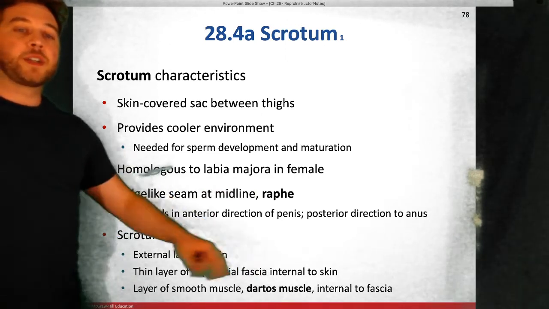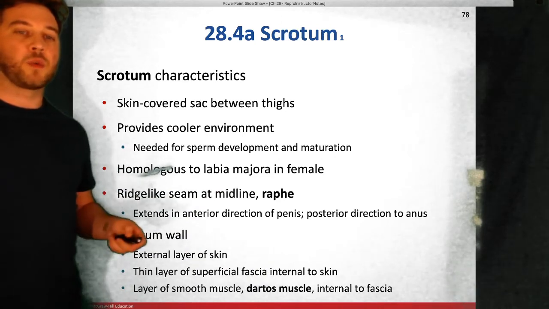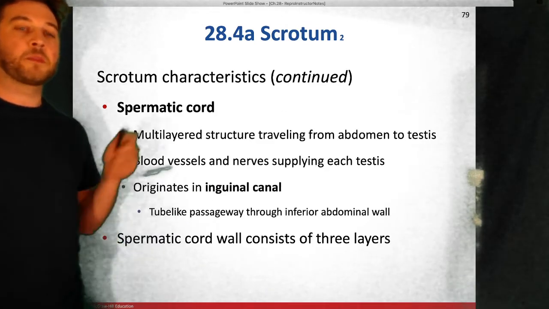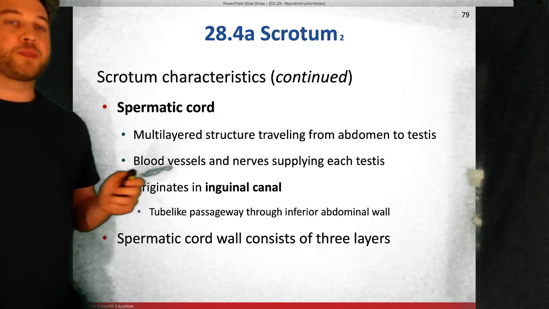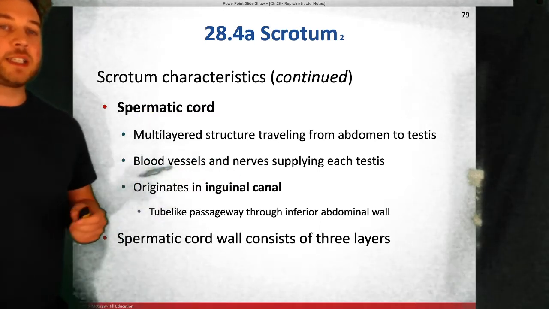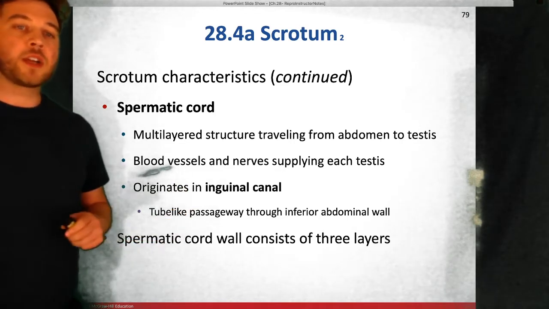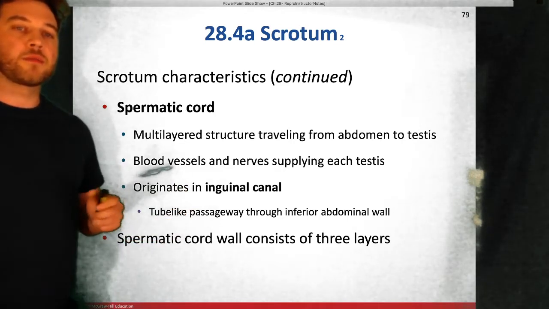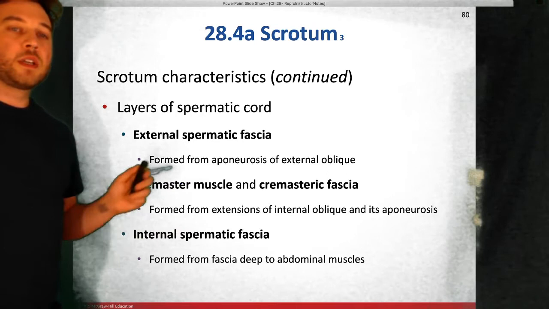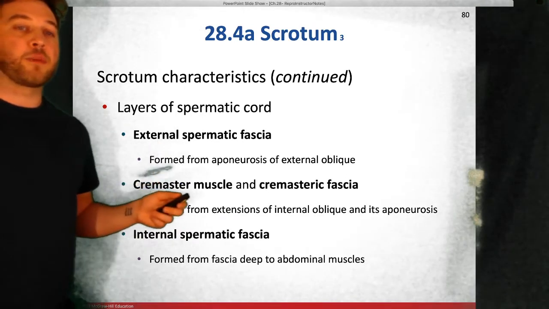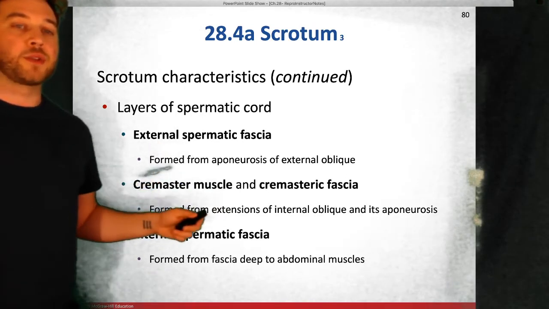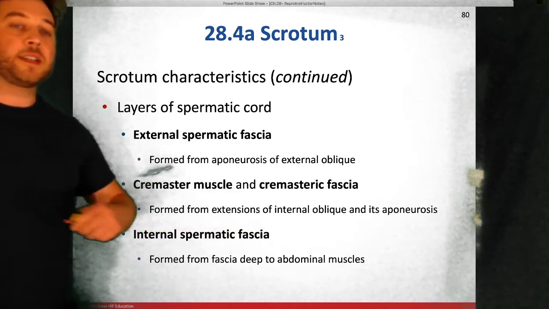The dartos muscle is internal to the fascia of the scrotal wall. The spermatic cord has blood vessels and nerves supplying each testis, originates in the inguinal canal, and has 3 layers. The fascia has the cremaster muscle. This is going to be from the internal oblique.